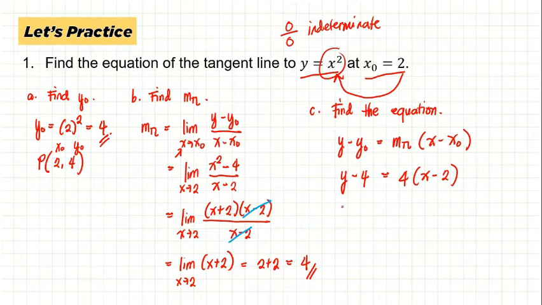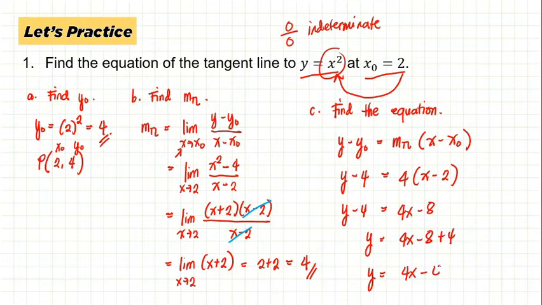Now, simplifying, you will have y minus 4 equal to, distribute, 4x minus 8. Okay? Now, removing negative 4 on the left side, we will have y equal to 4x minus 8 plus 4. So, the final form will be y equal to 4x minus 4. And this will be the equation of the tangent line. Okay, so this is the answer for problem number 1. Now, let's try another problem.